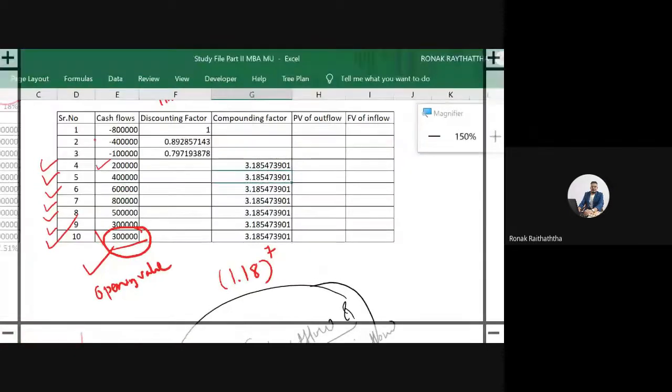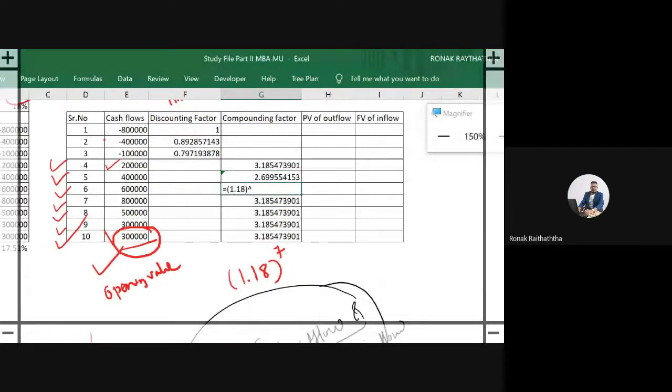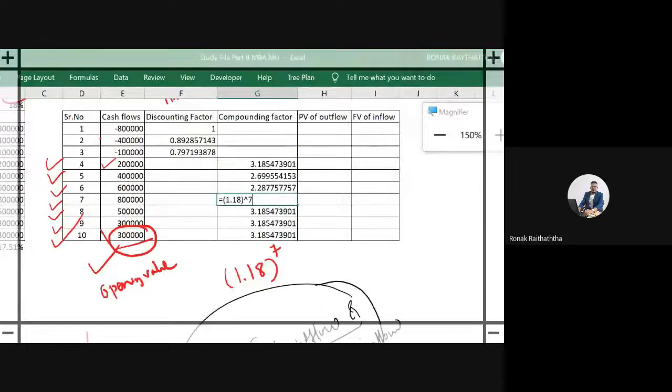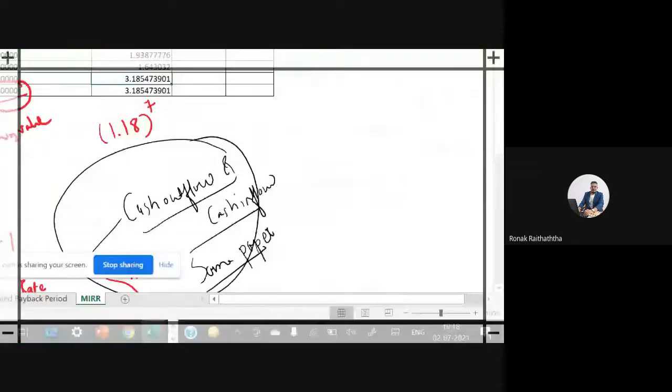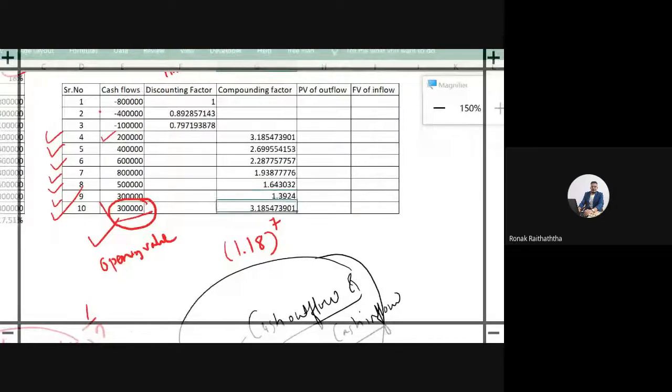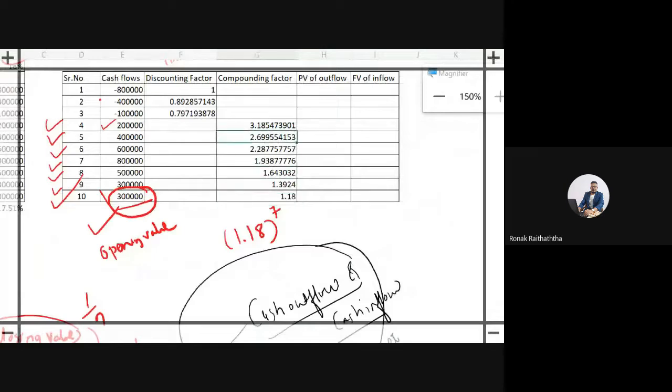The second one, it will be raised to 6, then it will be raised to 5, then raised to 4, then raised to 3, then raised to 2, and the last one will be raised to 1. So this is how your compounding factors will be looking. I know you people will be taking some time in the calculator. Please do it. That's my humble request.